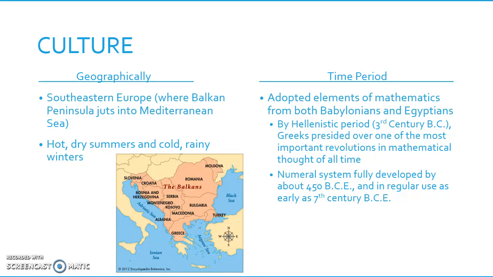The time period: they adopted elements of mathematics from both the Babylonians and the Egyptians, and by the Hellenistic period, which was around the 3rd century BC, the Greeks presided over one of the most important revolutions in mathematical thought of all time, and their numeral system was fully developed by about 450 BCE and in regular use as early as the 7th century BCE.